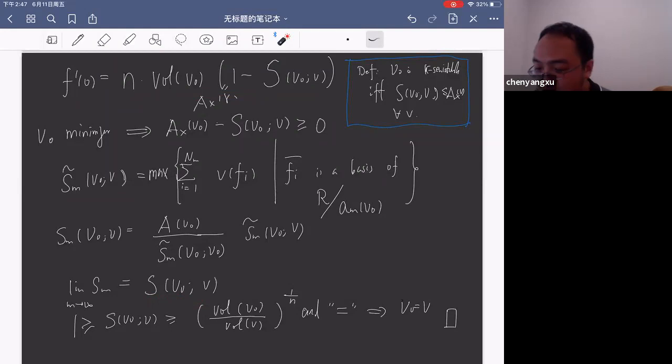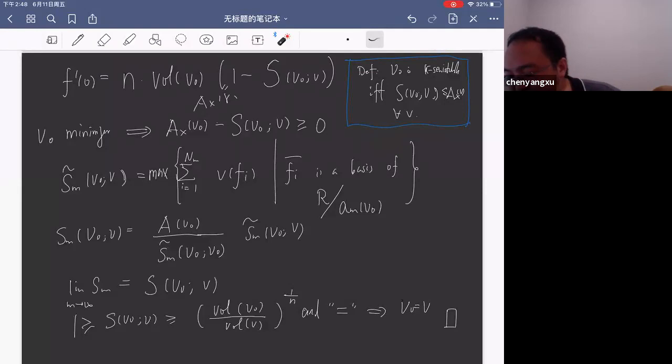So how do I prove S_m? Remember, we define the S invariant, but we also fix a valuation. We look at our sections which are compatible with the valuation. So here we have two valuations. But luckily, it's an observation made by Chenyang Xu and also by Boxer and Erickson that, actually, it's just a linear algebra statement that if I have two valuations on the same vector space, I can choose a basis which is compatible with both of them. So this is something like a linear algebra fact. So that's essentially how we do this.